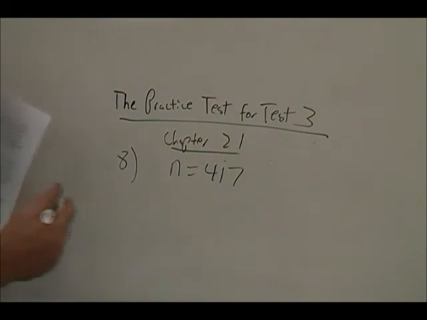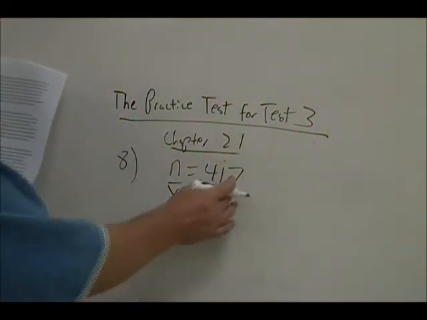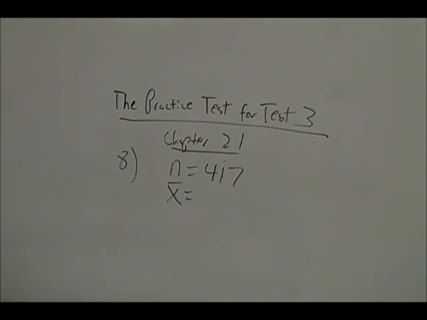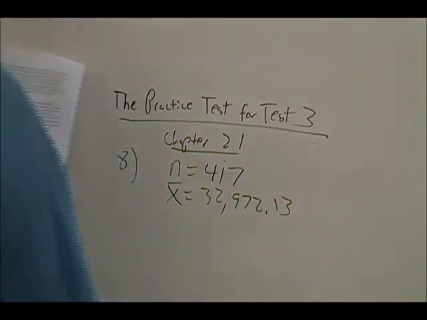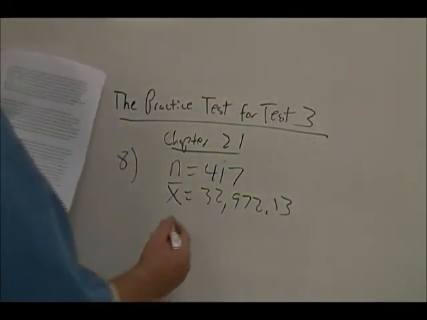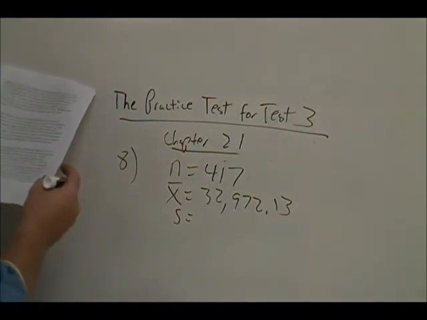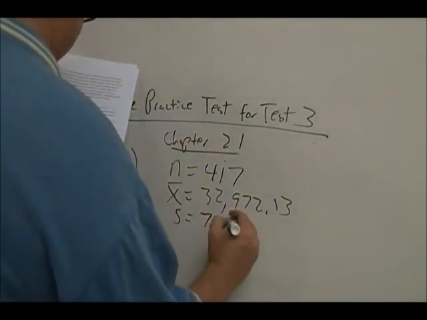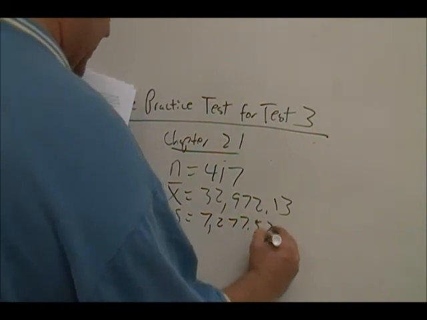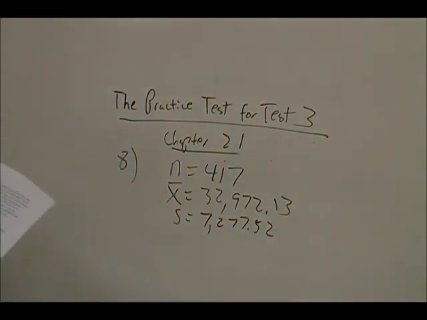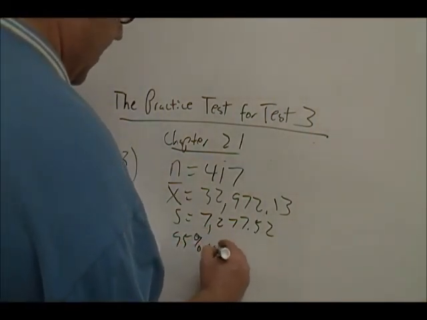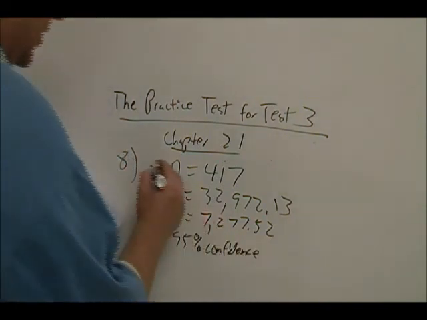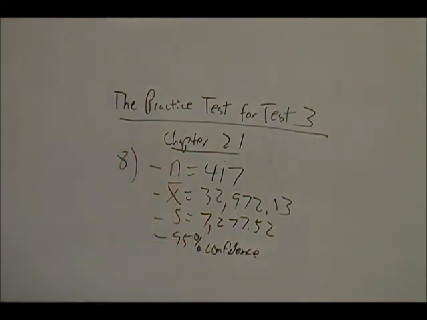From that, it was determined that the mean annual income of those 417 randomly selected households came out to be $32,972.13. And the sample standard deviation for this sample came out to be $7,277.52. Also, we stay with the same confidence level here, which is 95% confidence. So there's the four pieces of information we got from the sample of European households that were asked what their annual income was.